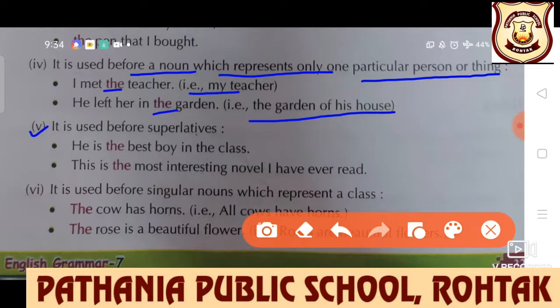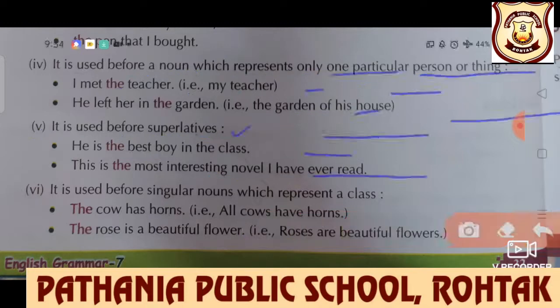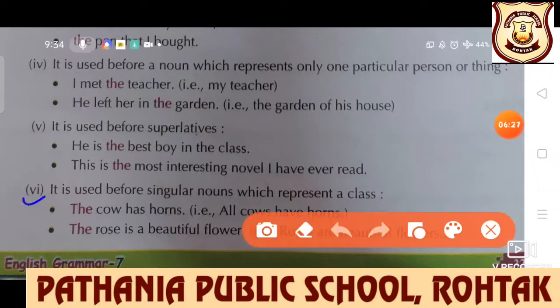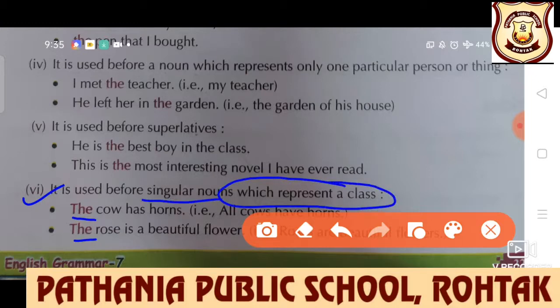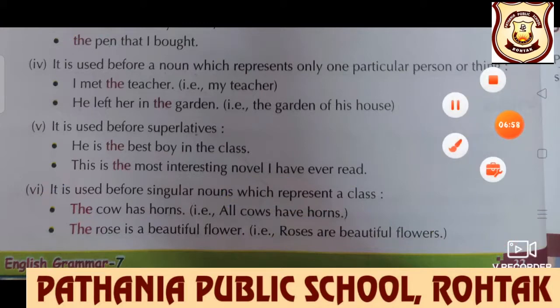Next use, quite common, it is used before superlatives: the best, the most interesting, the most wonderful, the worst, etc. It is used before a singular noun which represents a class. The cow means all the cows. The rose, all the roses. The rich should help the poor. The intelligent should help the average. So the is used before a singular noun which represents a whole class. In those cases also the, which is a definite article, is used.